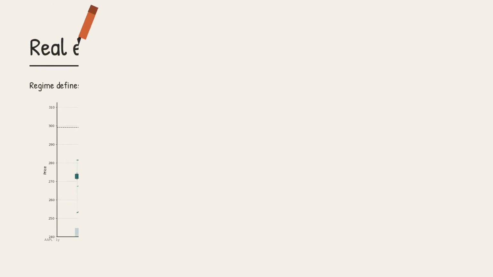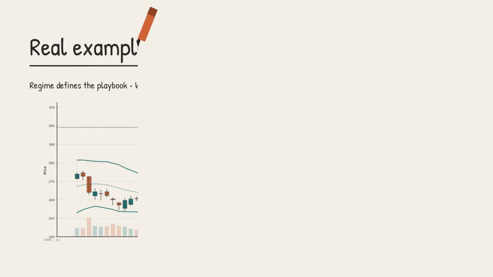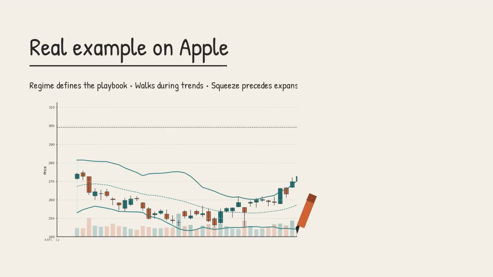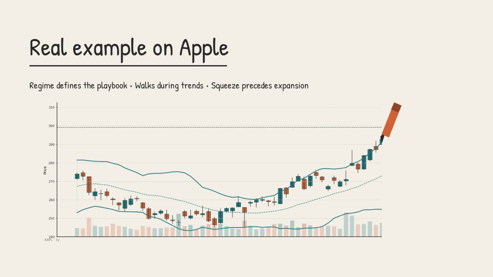Look at Apple on the daily. Notice the stretches where price walks the upper band for weeks during an uptrend, then how a bandwidth contraction sets up the next directional move. The fades that worked in the chop in the middle of the chart would have been disasters in the trending segments. Same indicator, two completely different playbooks. Your job is to identify the regime first, then pick the trade.